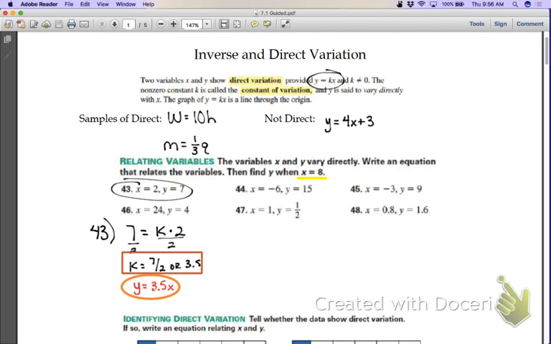and then the next thing is you're going to take whatever value they give you for x and plug it in. So I'm going to take y equals 3.5 times 8. 3.5 times 8. How much? 28. There's my last step. All of these will basically have 3 steps: figuring out what k is, putting it in an equation, and then saying, here's what happened.